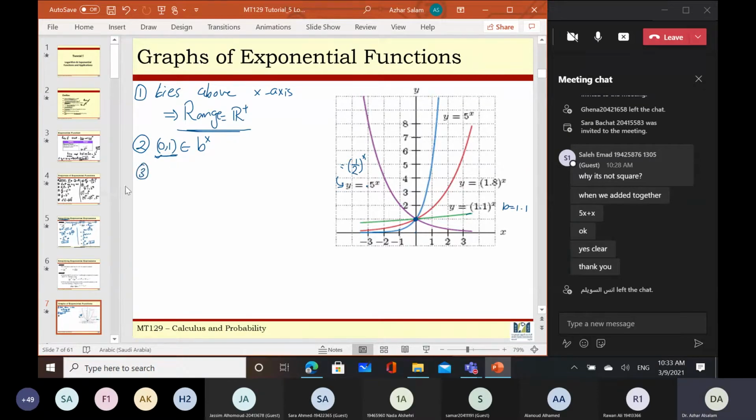Also another property from the graph: notice here the blue one and the red and the green one. All of these, if I move from left to right, are increasing or decreasing?